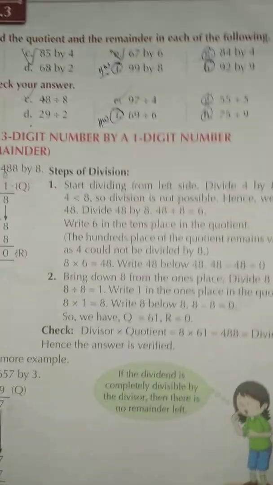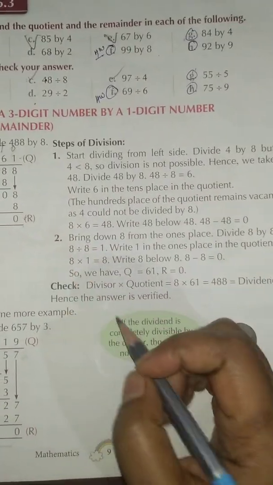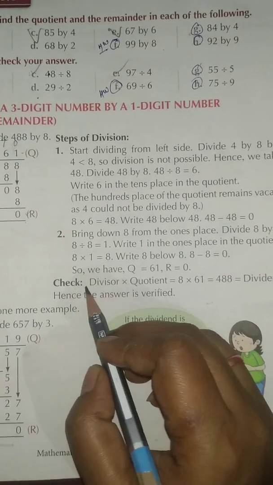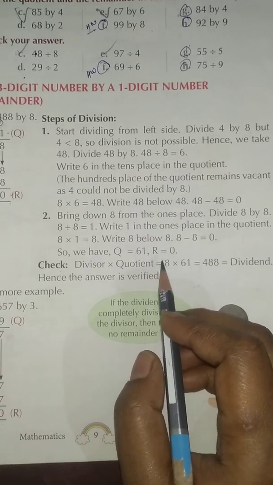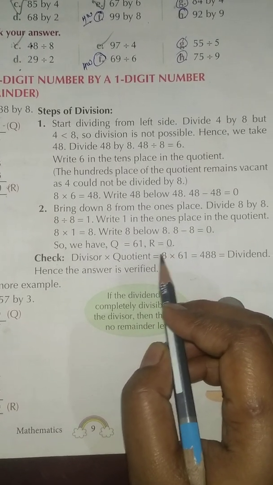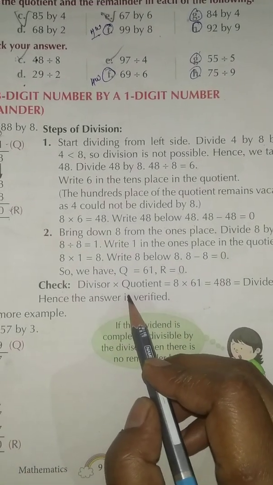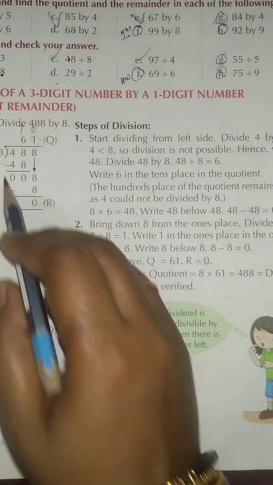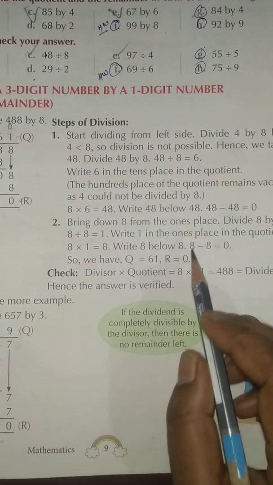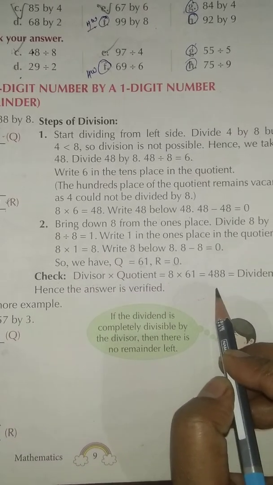Clear? Clear students? Now what we have to do? We have to check whether our division is correct or not. So the check formula given is divisor into quotient plus remainder. Here, as the remainder is 0, the remainder is not written, directly written divisor into quotient. What is the divisor? The divisor is 8. And what is the quotient? It is 61. So 8 into 61 is equal to 488.